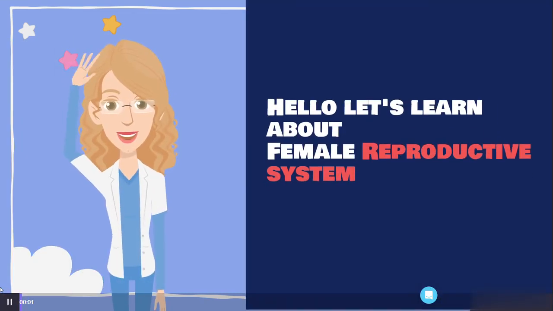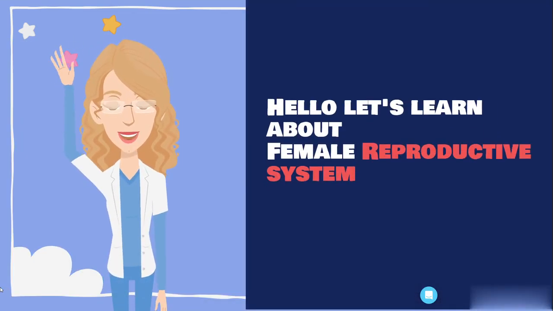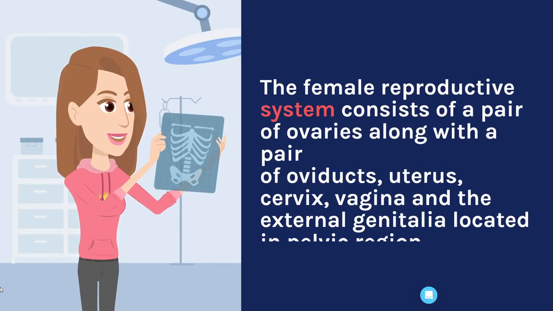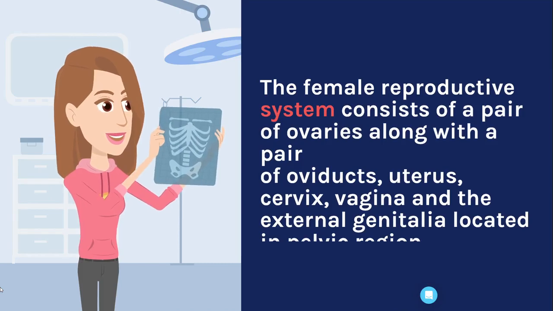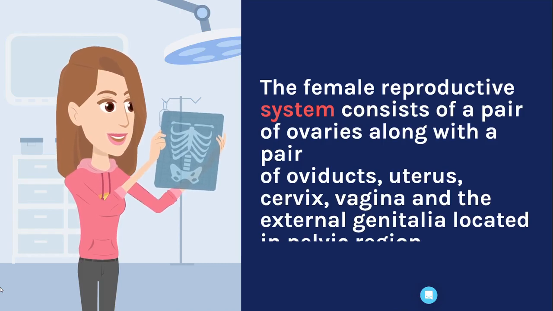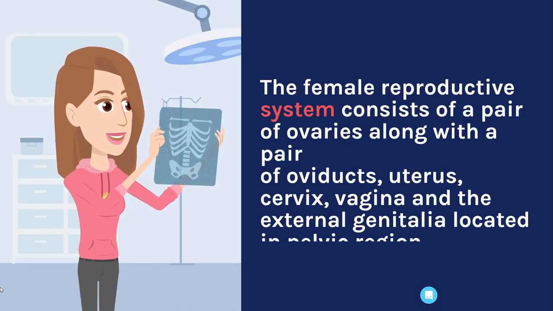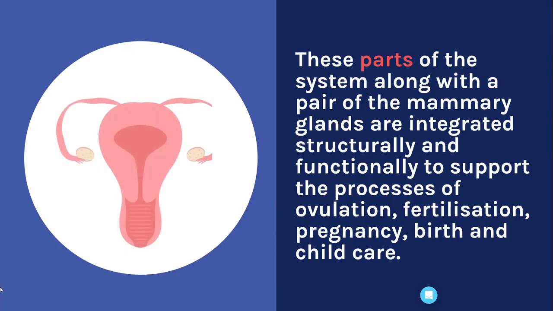Hello, let's learn about the female reproductive system. The female reproductive system consists of a pair of ovaries along with a pair of oviducts, uterus, cervix, vagina and the external genitalia located in the pelvic region. These parts of the system along with a pair of the mammary glands are integrated structurally and functionally to support the processes of ovulation, fertilization, pregnancy, birth and childcare.